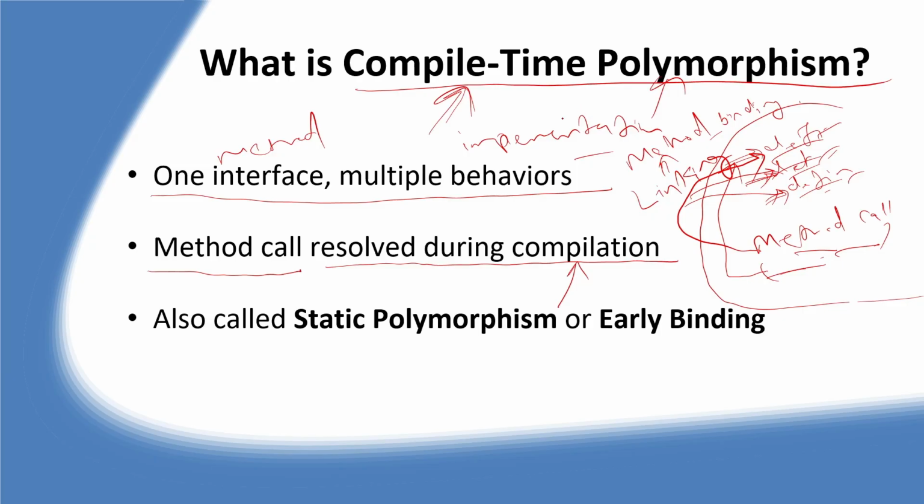Okay. And some other names are also there. Also called static polymorphism or early binding. So these are the other names of compile-time polymorphism.